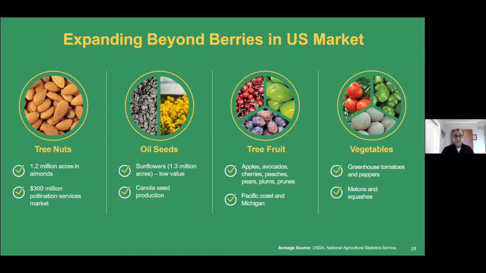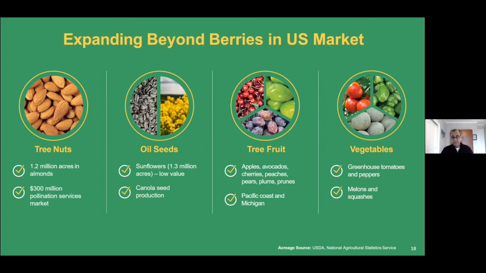Oil seeds, there's over 1 million acres of sunflowers. It's a relatively low value crop, so we have to really fine tune the economics and understand how many hives we need per acre of sunflowers. And we're doing that work now. And canola seed production is another opportunity.